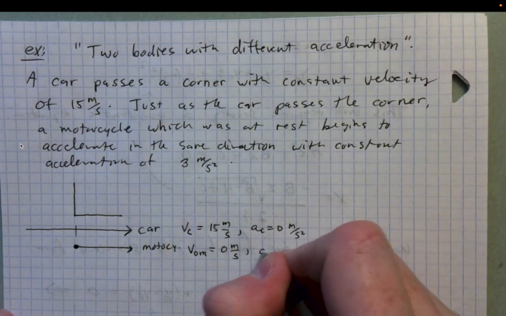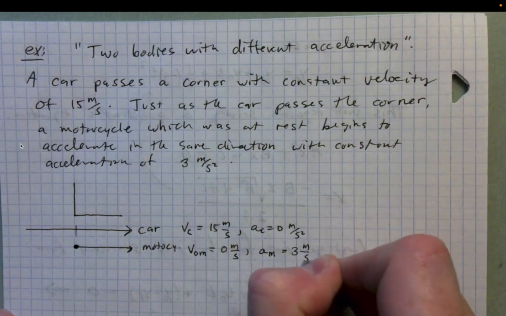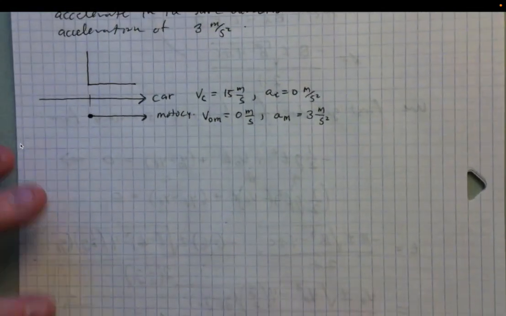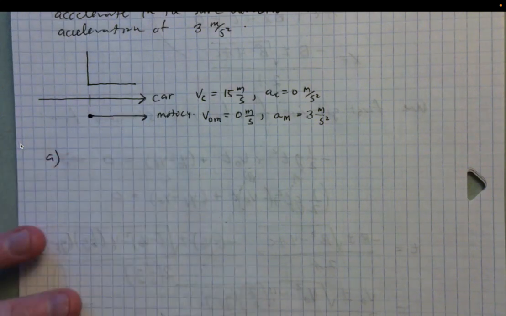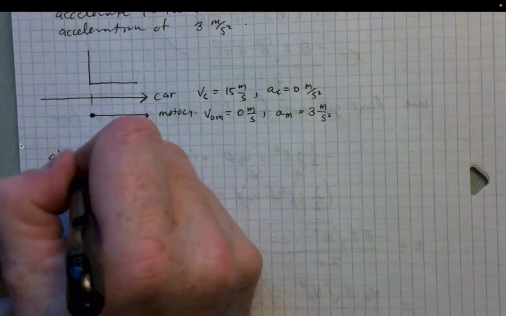And the acceleration of the motorcycle is 3 meters per second squared. Okay? So that's the scenario, right? So you've got this motorcycle and this car, and they're kind of tangled up in this scenario. So three questions. Part A, first question, how long until the motorcycle catches up to the car?